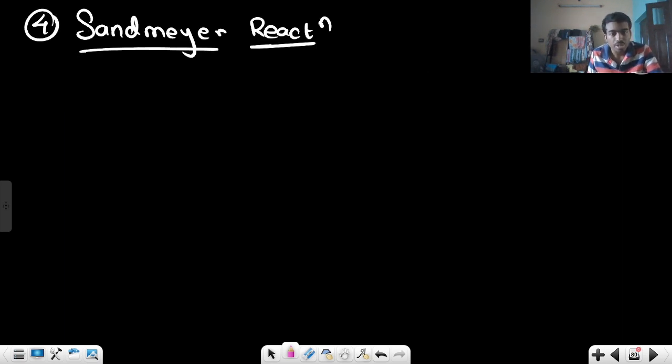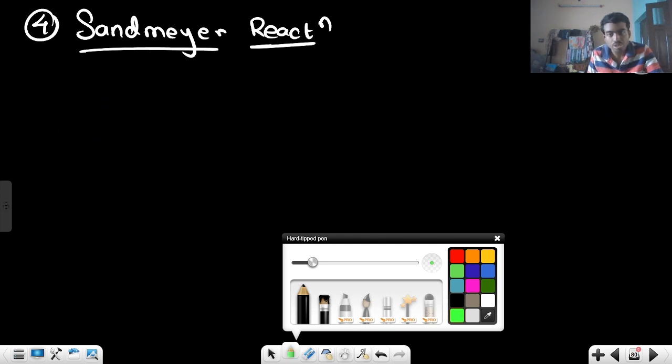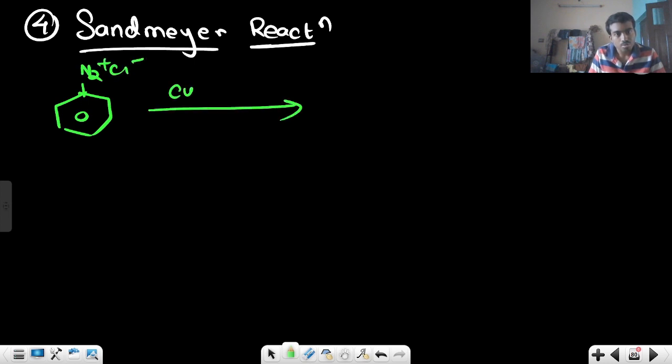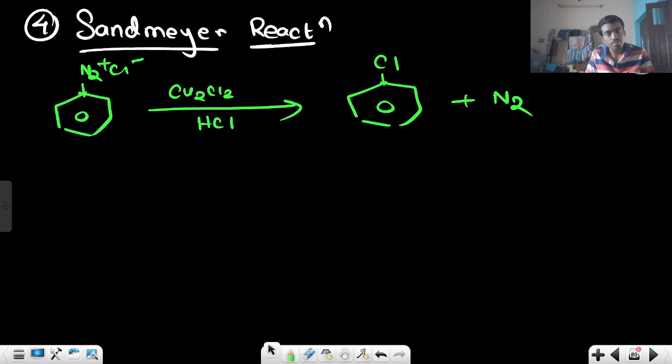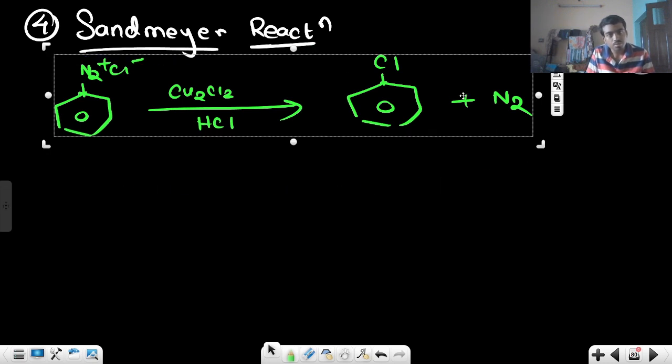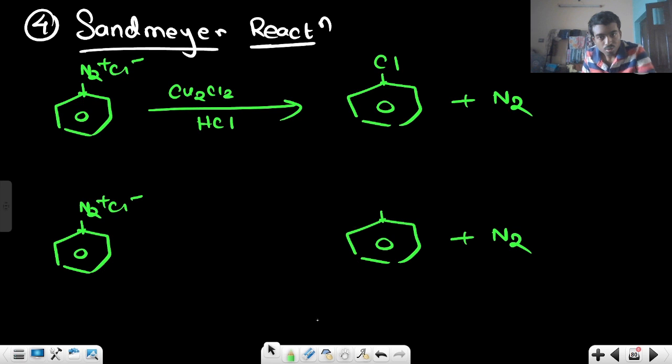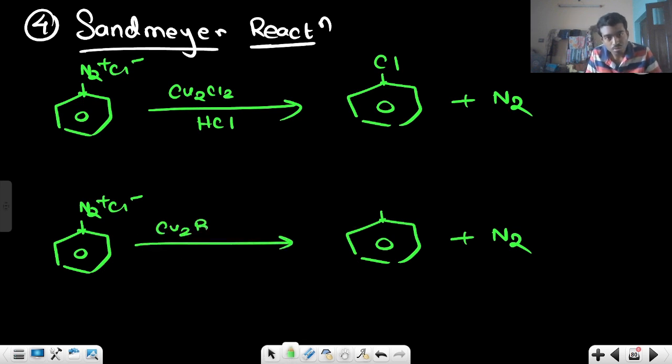Next reaction, we have Sandmeyer reaction. See here, Sandmeyer reaction and all these reactions we have discussed in the chapter haloalkanes and haloarenes, already discussed. So you should have learnt it by now. What is Sandmeyer reaction? So Sandmeyer reaction is N2 plus Cl minus. You use Cu2Cl2 in presence of the corresponding halogen acid. Then you will get the respective halide, right? So instead of this, if I use bromine, then I will get bromine over here. Not a very big deal. So if I use over here Cu2Br2 in presence of HBr, then I will get here Br. This is Sandmeyer reaction, right?